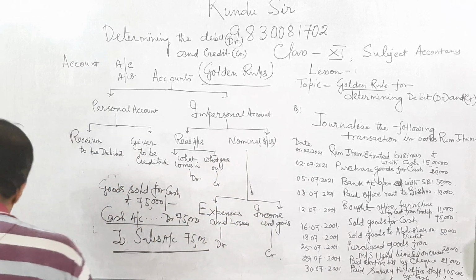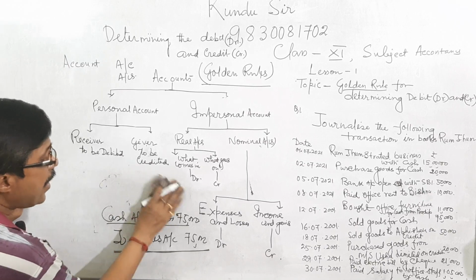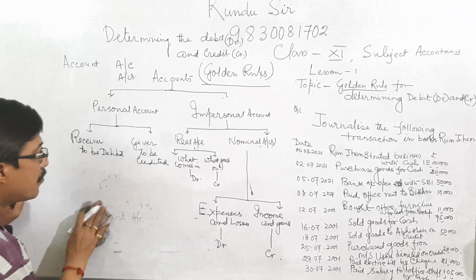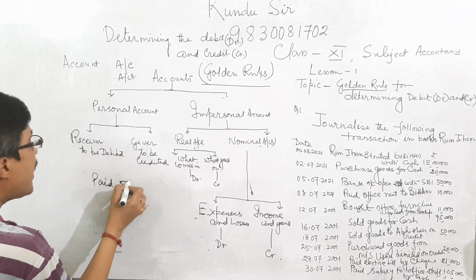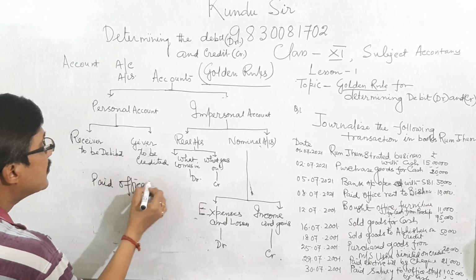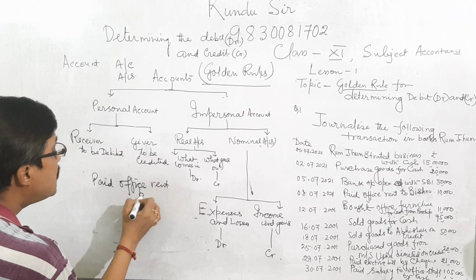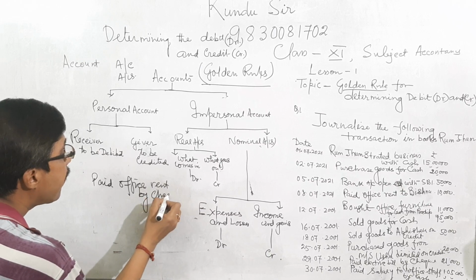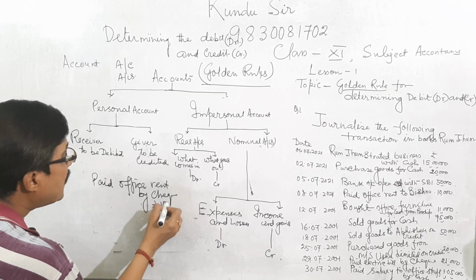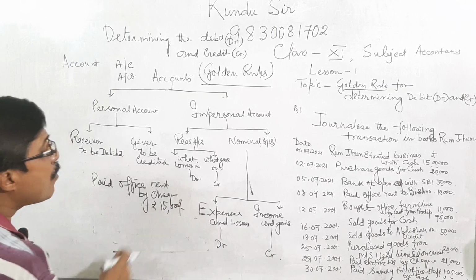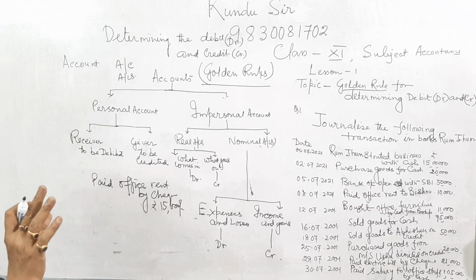Now we are paying office rent. Paid office rent by check, rupees 15,000 for the month of July.